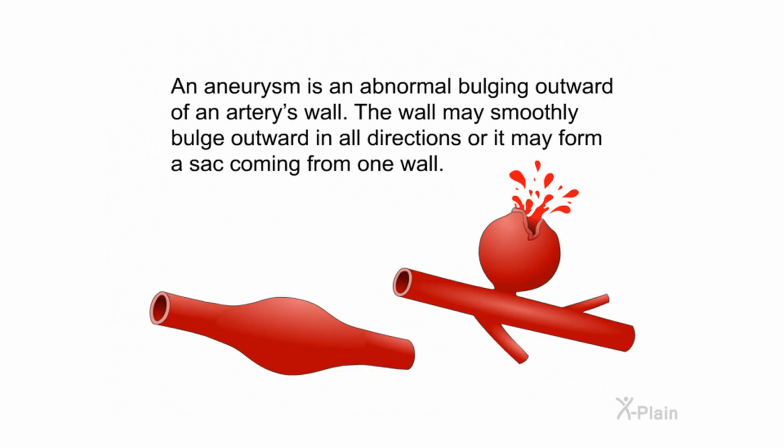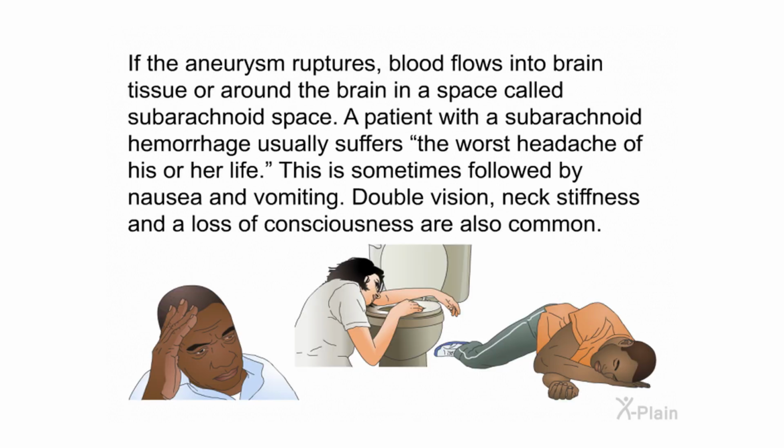Aneurysm. An aneurysm is an abnormal bulging outward of an artery's wall. The wall may smoothly bulge outward in all directions, or it may form a sac coming from one wall. If the aneurysm ruptures, blood flows into brain tissue or around the brain in a space called subarachnoid space. A patient with a subarachnoid hemorrhage usually suffers the worst headache of his or her life. This is sometimes followed by nausea and vomiting. Double vision, neck stiffness, and a loss of consciousness are also common.